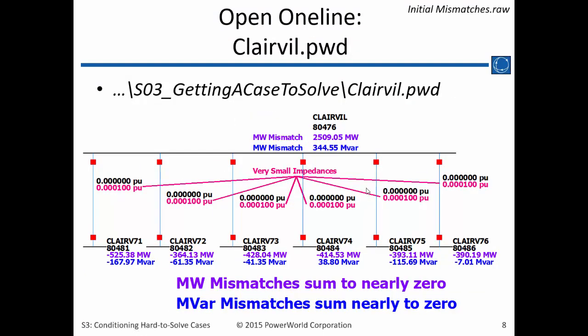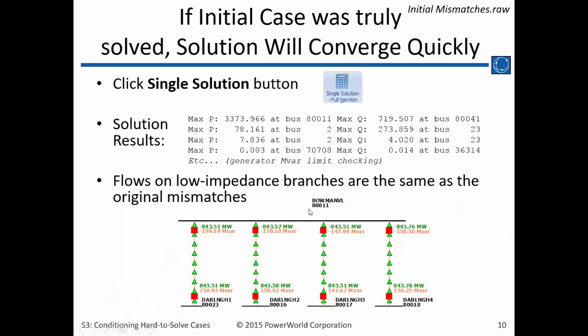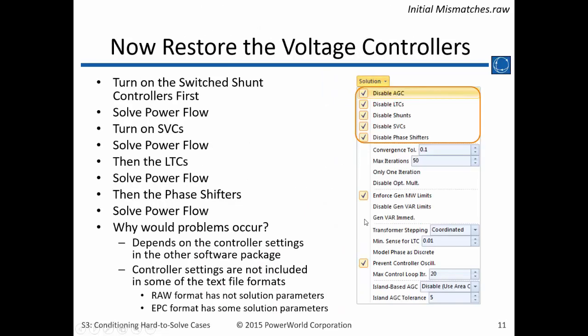We saw these displays and what the mismatches were, and I went in and I disabled all these options. So we removed the mismatches due to low impedance branches without moving any controllers. So we turned off all these devices, we did a single solution, and we removed the mismatches. Now we can start gradually restoring the voltage controllers.